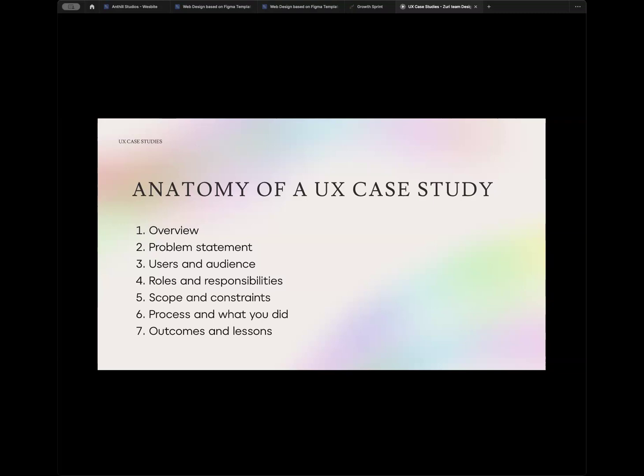And the first thing is the overview. We're going to explain all this, don't worry. So the overview is a quick summary of the company or product.